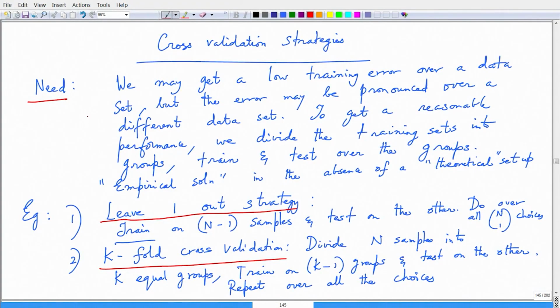Having studied the MLP, it is important for us to figure out a strategy towards dividing our data set into training samples and then testing samples, and typically this is done using a strategy called the cross validation strategy. So, let me briefly motivate why we need this strategy.